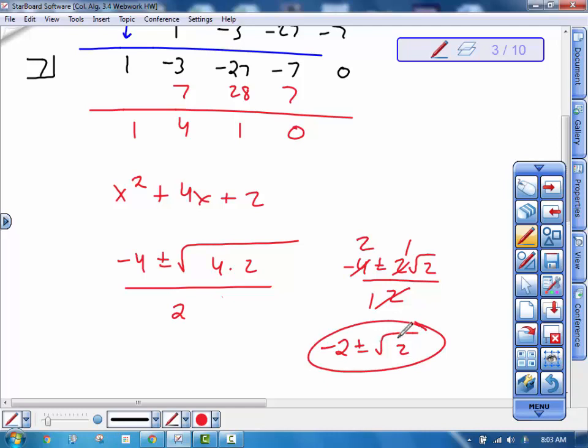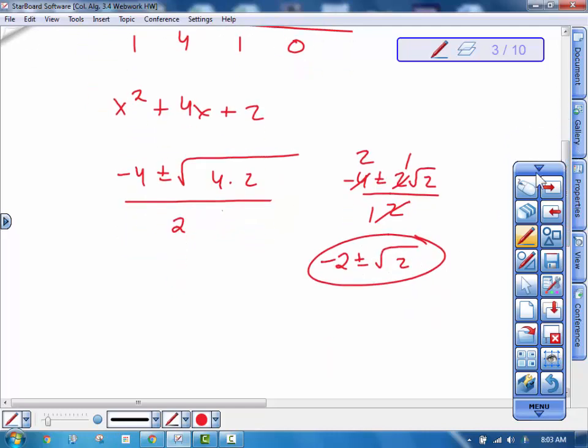Those are our other two irrational answers. Negative 2 minus the square root of 2 is the smaller one, and then negative 2 plus the square root of 2 is our bigger one.